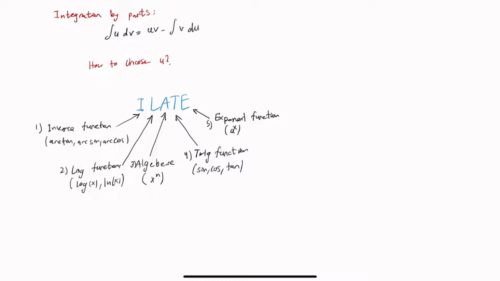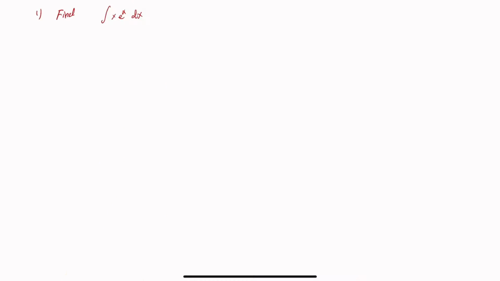Now let's jump in and solve some examples. So the first step in here is to try to use u substitution and see if it works or not. And if it does not, let's use integration by parts. So here we have this integral, the integral of x e to the x dx. I'm going to use u substitution. So I'm going to set u equal to x, and then therefore du equal to dx.